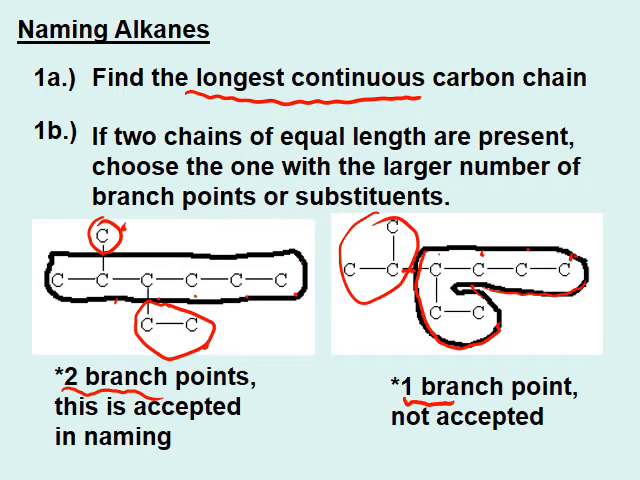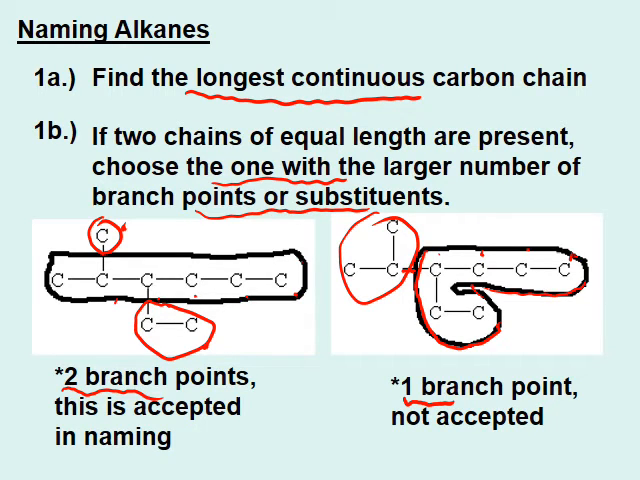So on the left-hand side, the way I identified the longest chain, I have two branch points, and the way I identified the longest chain on the right has one branch point. So the question is, which one are we going to accept in naming this compound? That's why this rule has been developed, which says that if two chains of equal length are present, choose the one with the larger number of branch points or substituents.